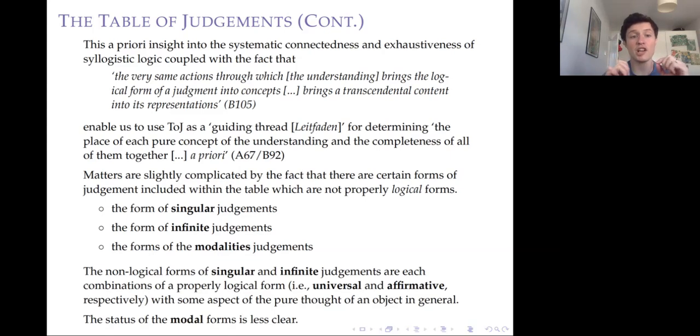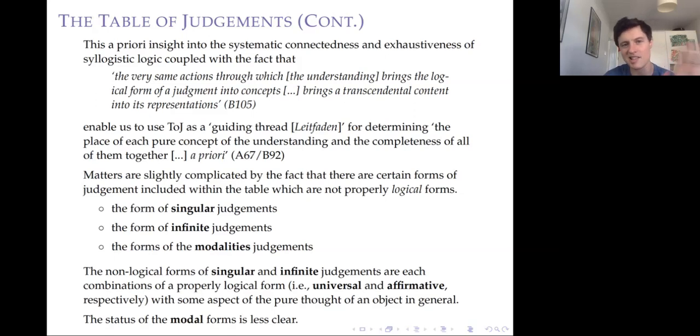And it's especially good in this case because, as Kant says, the very same actions through which the understanding brings logical form to judgment, into concepts, brings a transcendental content into its representations. So there's also this connection between what logic teaches us about the form of thinking and the pure content itself. And so we're able to use the table of judgments as a guiding thread for determining the table of categories in what's called the metaphysical deduction.